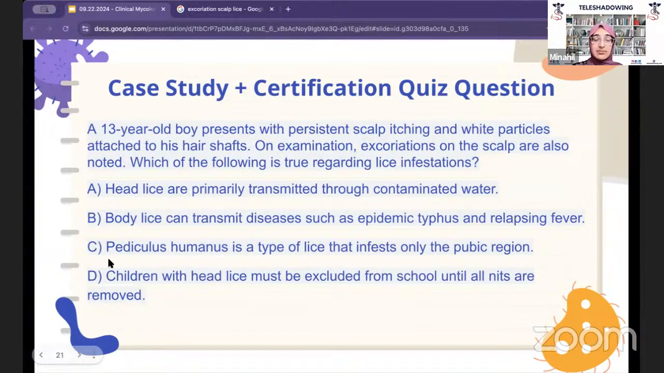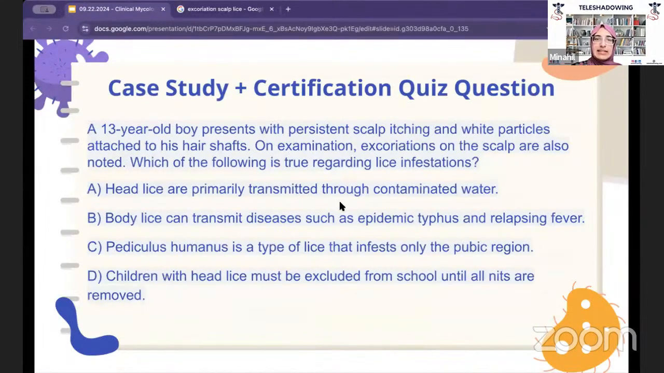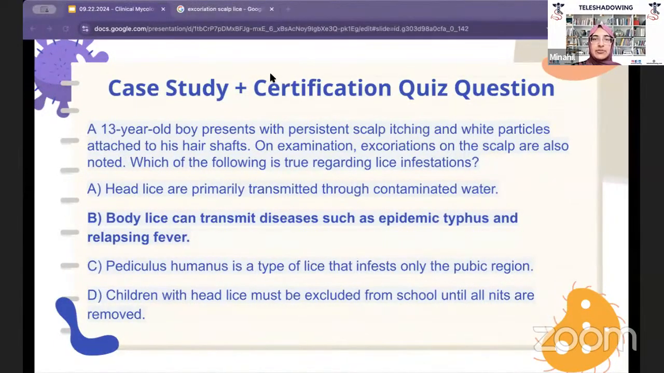So we just talked about D, that is not true. We also talked about how Pediculus humanus, I don't think that is a lice that infests only the pubic region, because it also infests the perianal region. Head lice are not transmitted through contaminated water. They're usually transmitted through the nits passing on through sharing of hats, combs, stuff like that. So the only correct one would be B, that body lice can transmit diseases such as epidemic typhus and also relapsing fever. So remember that lice are ectoparasites that cause intense pruritus.